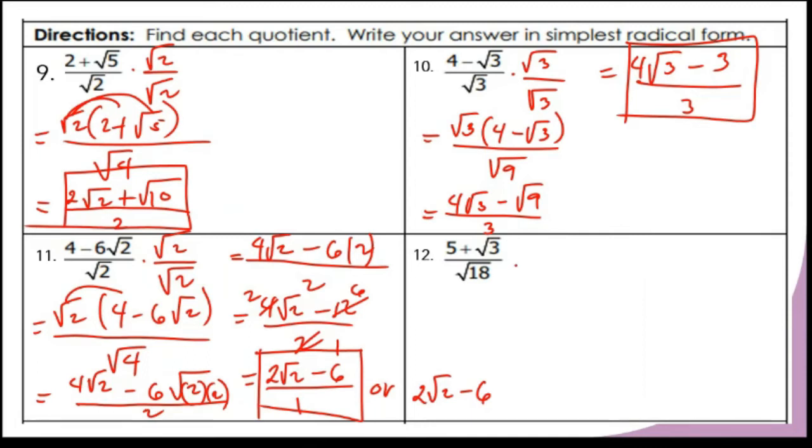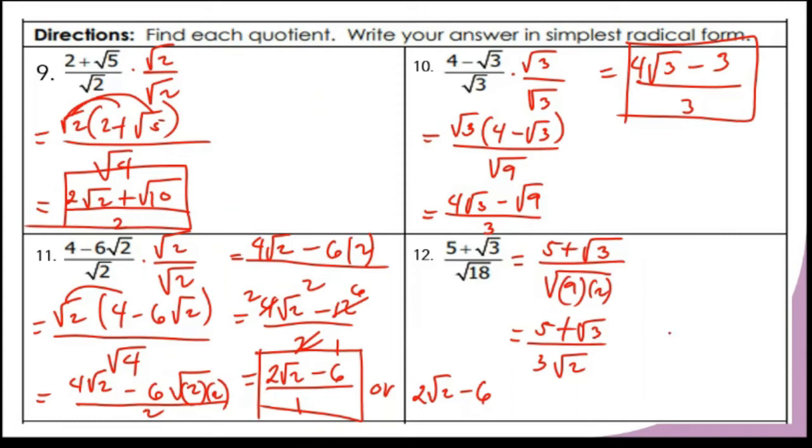Okay, so now let's move on and let's have number 12. 5 plus square root of 3 over square root of 18. Based on the given, the denominator needs to be simplified. So let's simplify the denominator. 18 is the same as 9 times 2. So based on the factors, we can simplify and move out square root of 9, which is 3. So you will now have 5 plus square root of 3 all over 3 square root of 2.